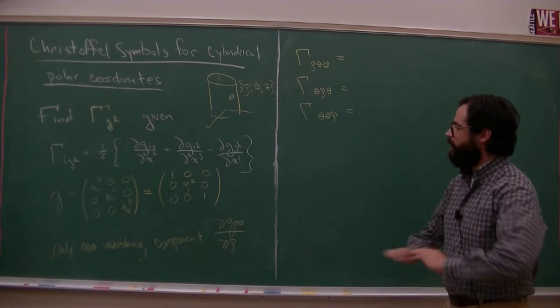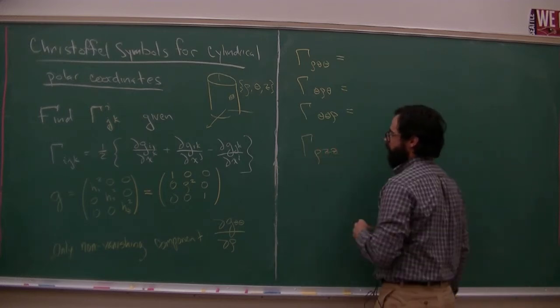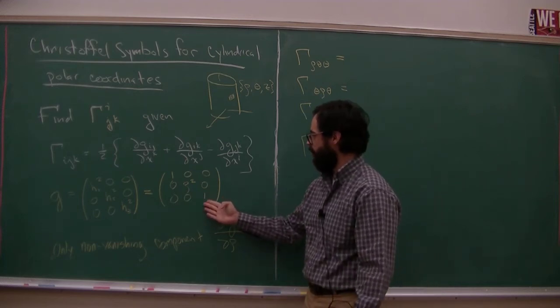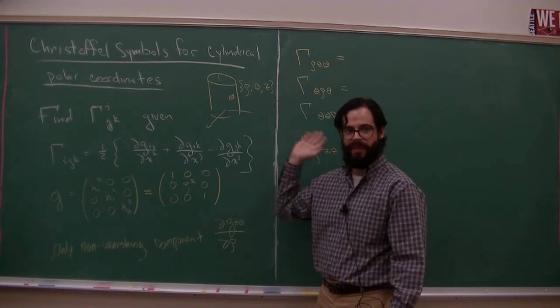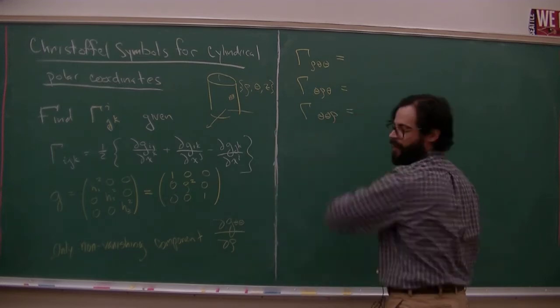So everything else has got to be 0. For instance, if I had d rho zz, I'm going to at some point have a zz index which is constant, or a z rho index which is constant, and any derivatives of them whatsoever with respect to anything are gone. So we don't even care about those.